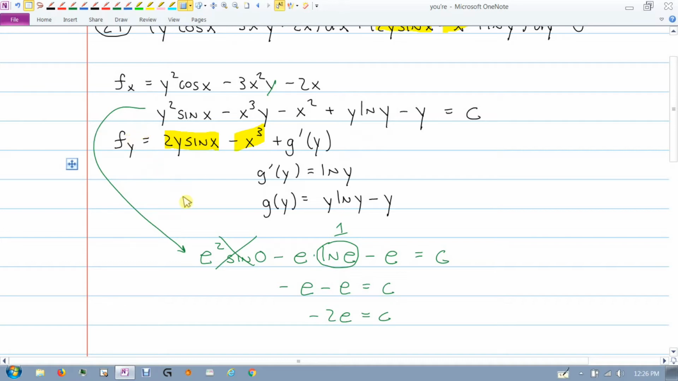What am I plugging in here? e squared sine of 0 minus, oh, this right here. Duh. Okay, so this right here goes to 0. So this is gone, this is gone, this is gone.